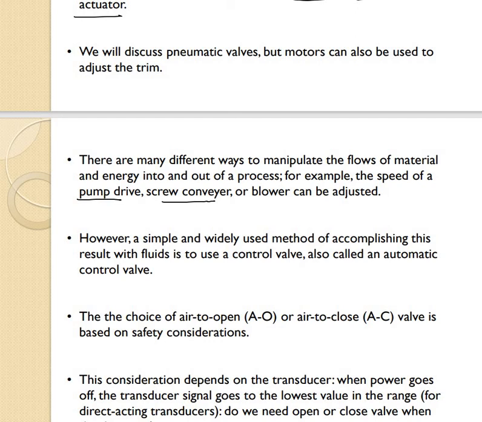This control valve is also known as an automatic control valve. We have two types of control valve, which are air to open or air to close valves. This type of valve is designed based on safety consideration.